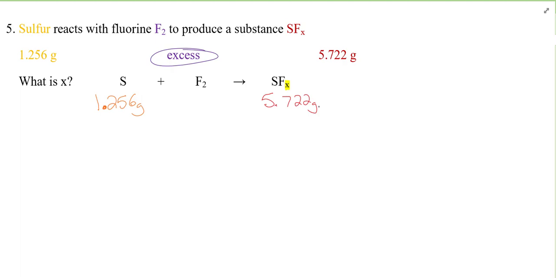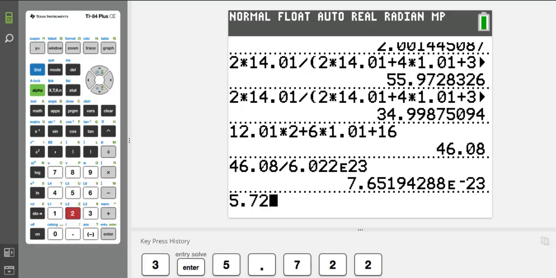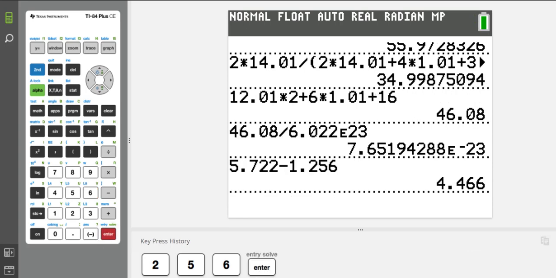All right, well, there's something that we know called the law of conservation of mass. So that means however much fluorine reacts, it's going to be in here, isn't it? And all of the sulfur reacts. So if I subtract the 1.256 grams of sulfur, the rest has to be grams of fluorine, because that's what makes our unknown. 5.722 grams minus 1.256 grams. Looks like I get 4.466.